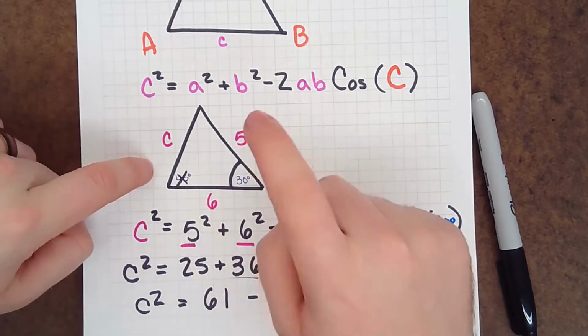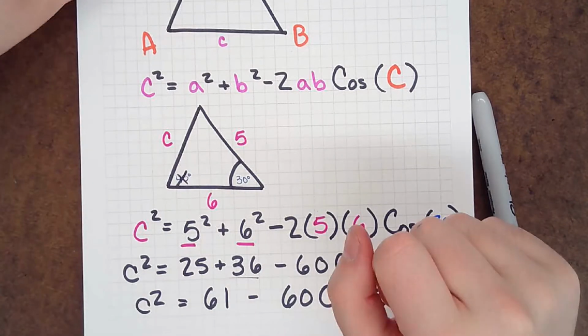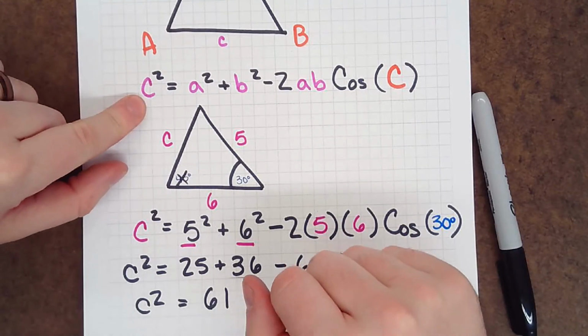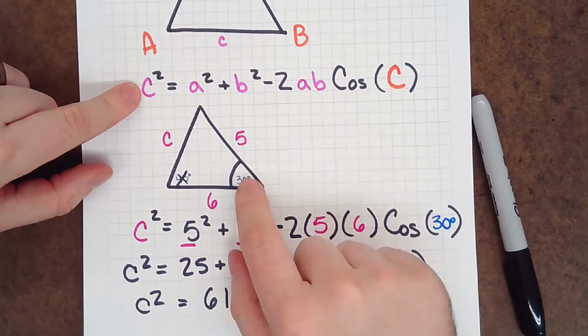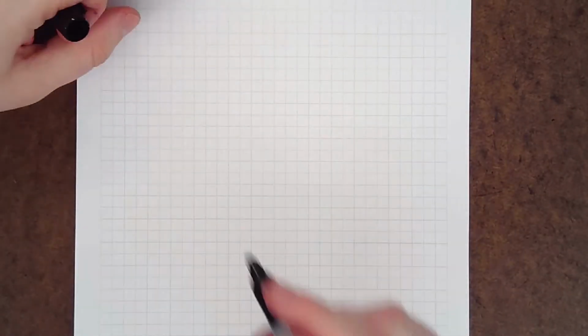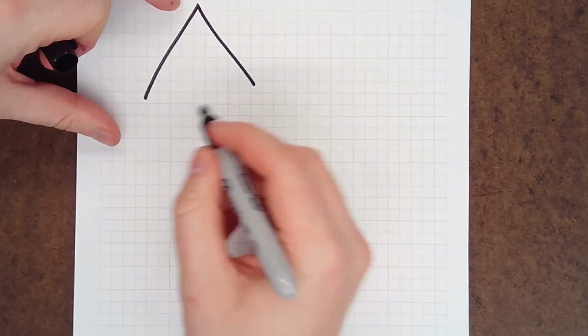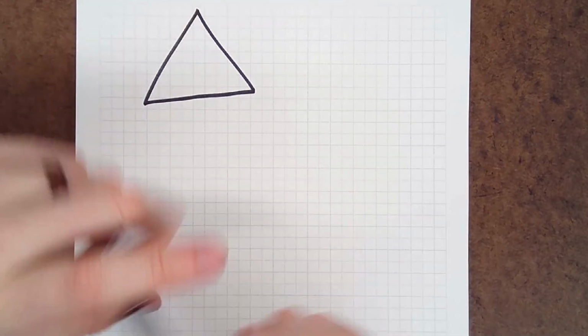What if we knew all three sides, but we wanted to know the angle? Well, you could use law of cosines to solve that as well. Instead of having this be our C, because we'll know the side, we're going to have this mystery angle be our C. So let me show you what I mean by that. So again, here's our generic triangle, because law of cosines works for any and all triangles.